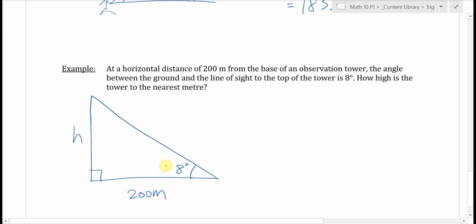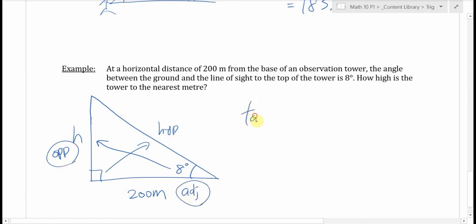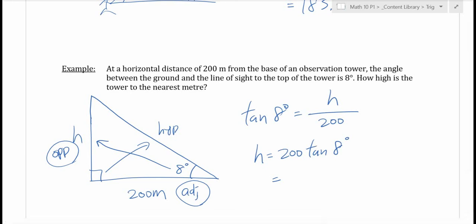Okay, so let's name the sides. That's the opposite side. That's the hypotenuse side. And up here is the adjacent side. So adjacent, opposite, tangent. Tangent 8 degrees is equal to the opposite side over the adjacent side. So to solve for H, you multiply both sides by 200. Put this into the calculator and round to the nearest meter. Tangent 8 gives 28 meters. That is the height of this tower.